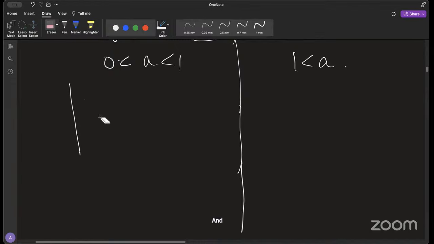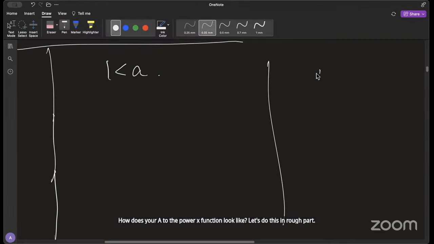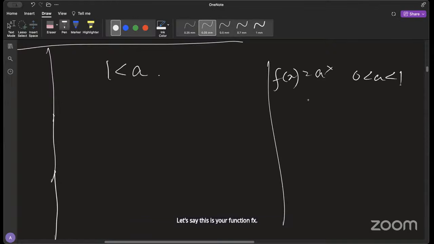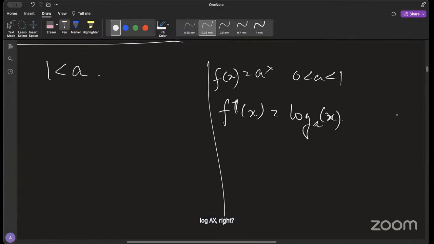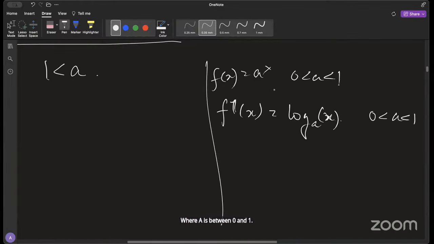And if you remember, we have discussed this part too, right? How does your a to the power x function look like? Let's do this in rough. Your a to the power x for a between 0 and 1, what does it look like? Let's say this is your function f(x). Then the inverse, we have already seen this, the inverse of this function is log a x, where a is between 0 and 1. So if this is your function, then the inverse of this function is this. Are we clear till this part?